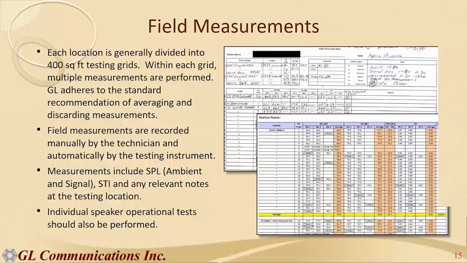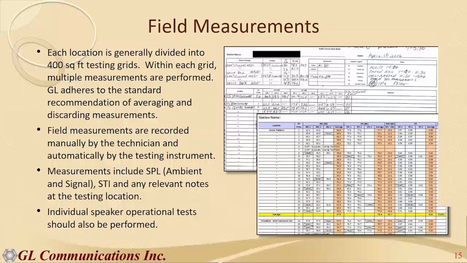Now, when we're in the field, how these measurements are done, and are they done per the standard, is a very important question. Each location is generally divided into 400 square foot testing grids. So within each grid, multiple measurements are performed, and a testing crew, like our crew, would adhere to the standard recommendations of averaging and discarding measurements. So once you're in your grid, you're going to be taking multiple measurements.